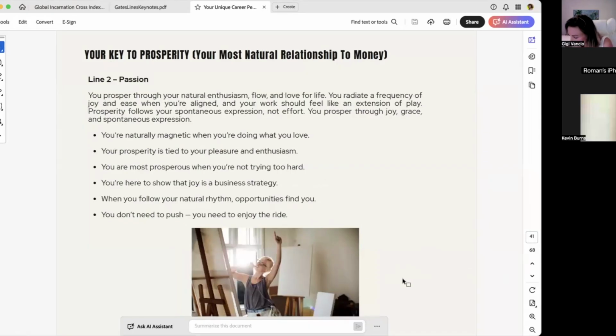You said that you had a line 2, which is passion for you, Kevin, and you prosper through your natural enthusiasm, flow, and love for life. You radiate a frequency of joy and ease when you're aligned, and your work should feel like an extension of play. Prosperity follows your spontaneous expression, not effort. You prosper through joy, grace, and spontaneous expression.